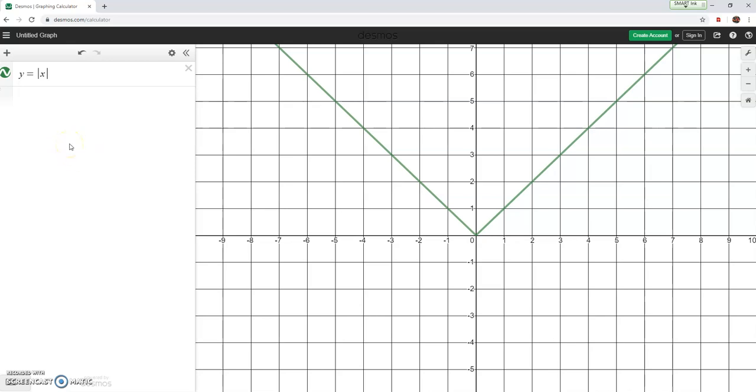Now, here's the reason for a parent function. Let me put it in human terms before I put it into math terms. In human terms, if I ask you the question, am I rich? That answer is not simple.